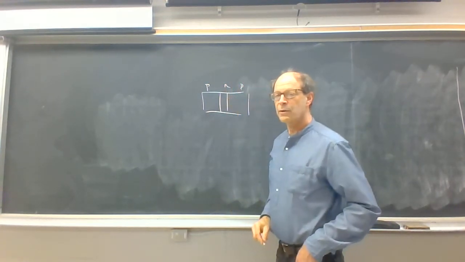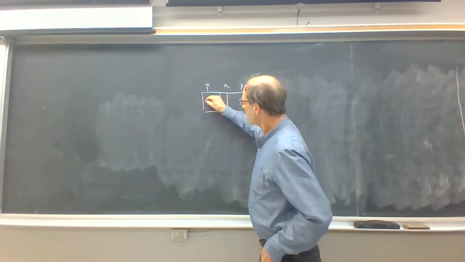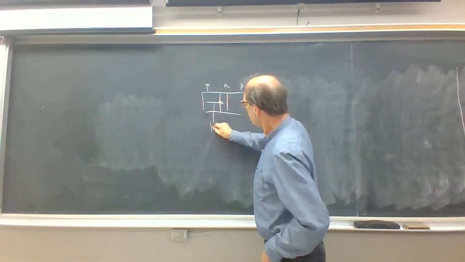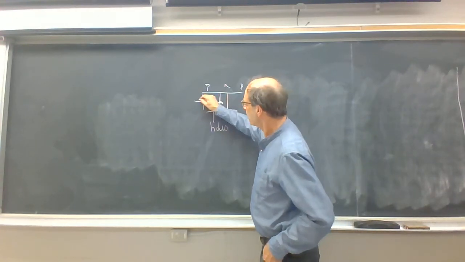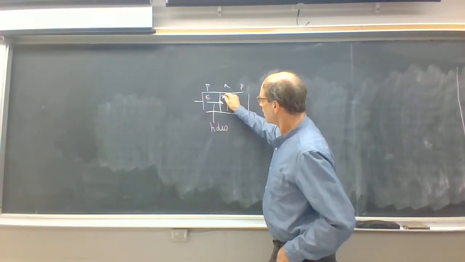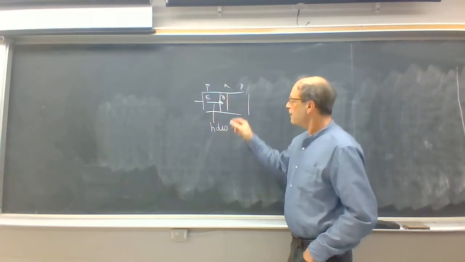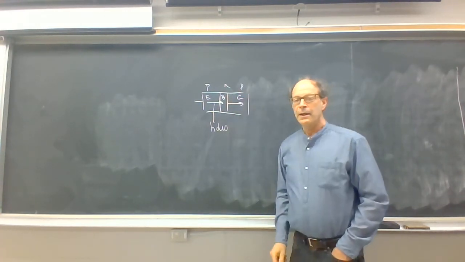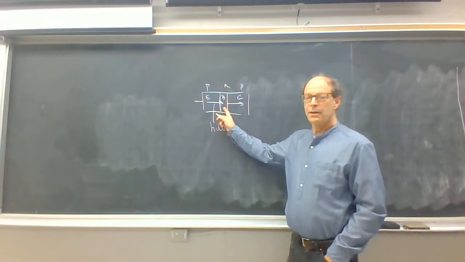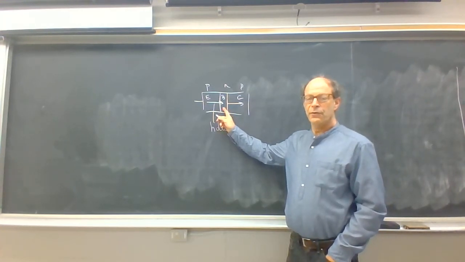a PNP transistor looks like that. In this case, holes are injected from the emitter through a base and into the collector. And the base essentially is a region in which the holes diffuse.